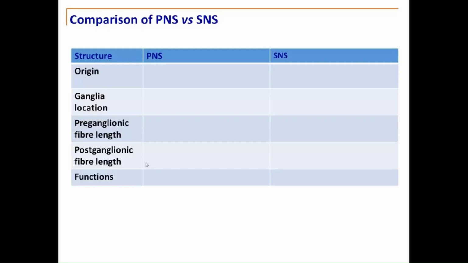The last thing I want you to do is fill in this table. You should be able to do this now. This is kind of a summary of some key structural elements, if you like. So, origin. Where does the parasympathetic nervous system originate? It originates in the brainstem, cranial nerves 3, 7, 9, and 10. Remember, 10 is vagus, and your sacral S2 to 4. Remember, you should have paused this so you can think about it in each case. Sympathetic nervous system, T1 to L2.